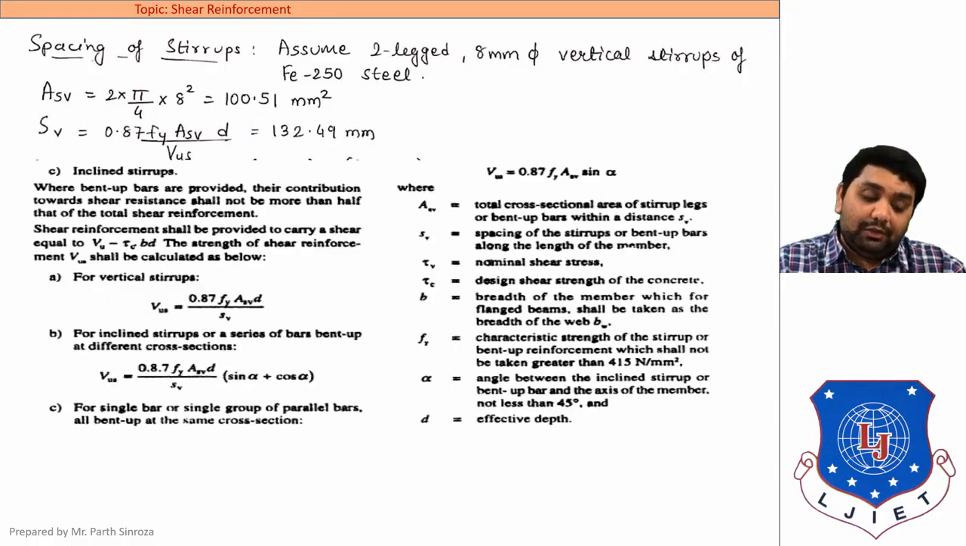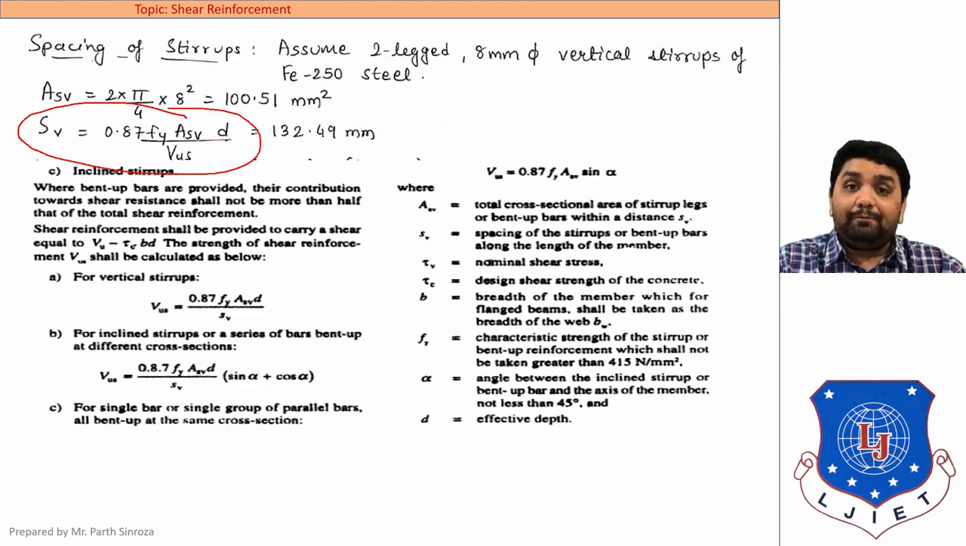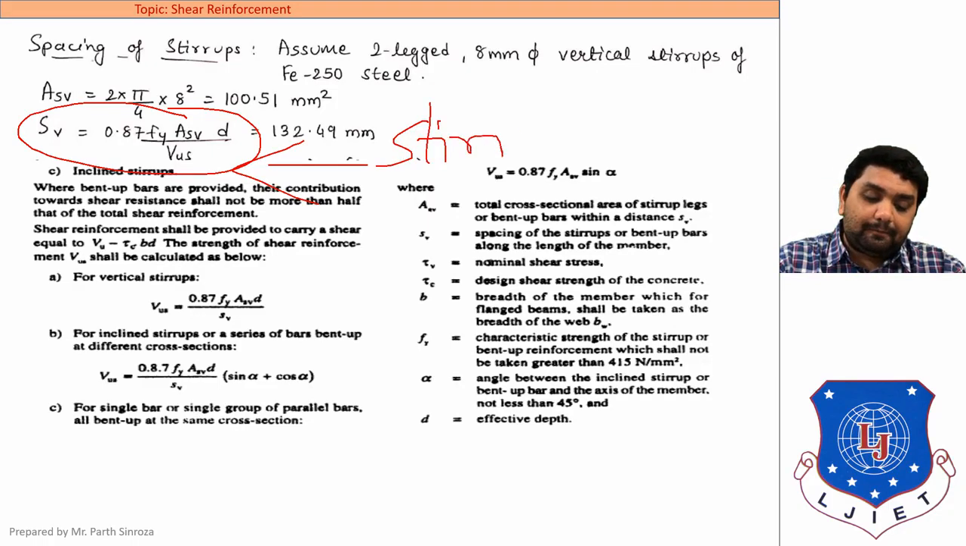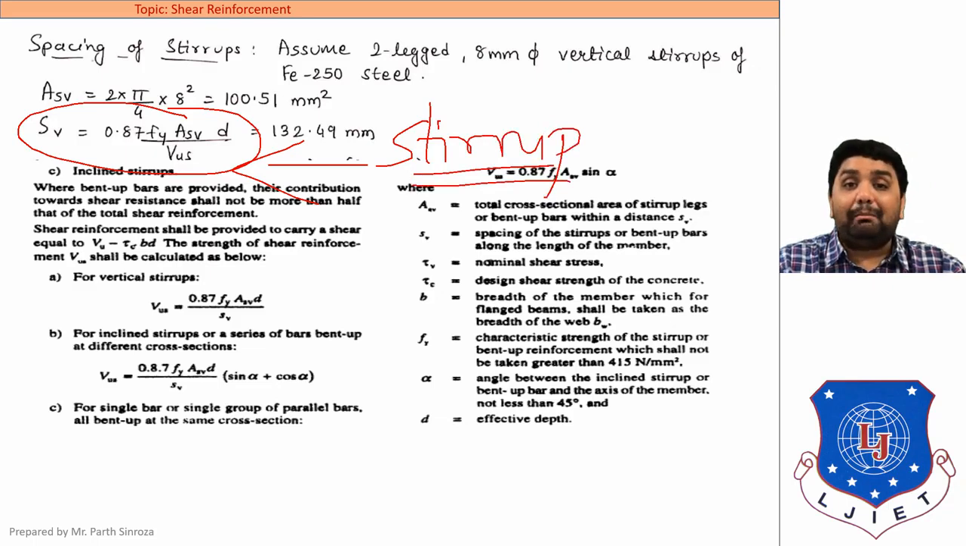And now we'll be solving for the SV equation. So SV's equation will be 0.87 Fy. Fy will be for stirrups. Keep in mind, each and every equation is always for stirrup. It is not for our main steel. So in this case Fy will be 250.